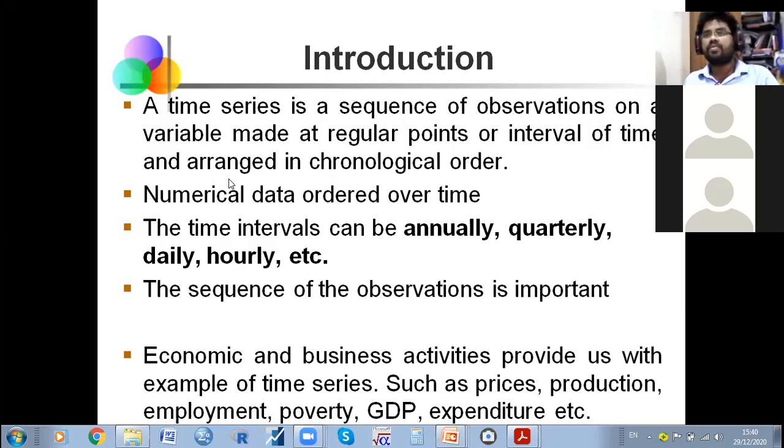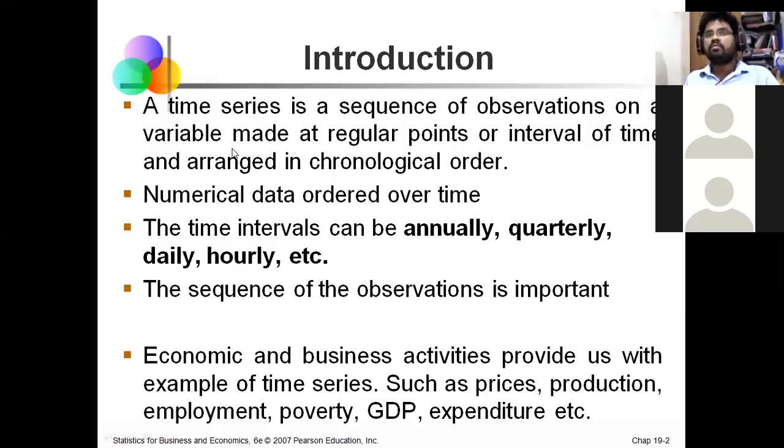On the basis of time only, if you collect some information with regard to a particular variable, that is called a time series. A time series is a sequence of observations on a variable made at regular points or intervals of time, arranged in chronological order. Chronological order is nothing but small to big or big to small, like 2000 to 2020 or 2020 to 2001. So it is numerical data ordered over time.